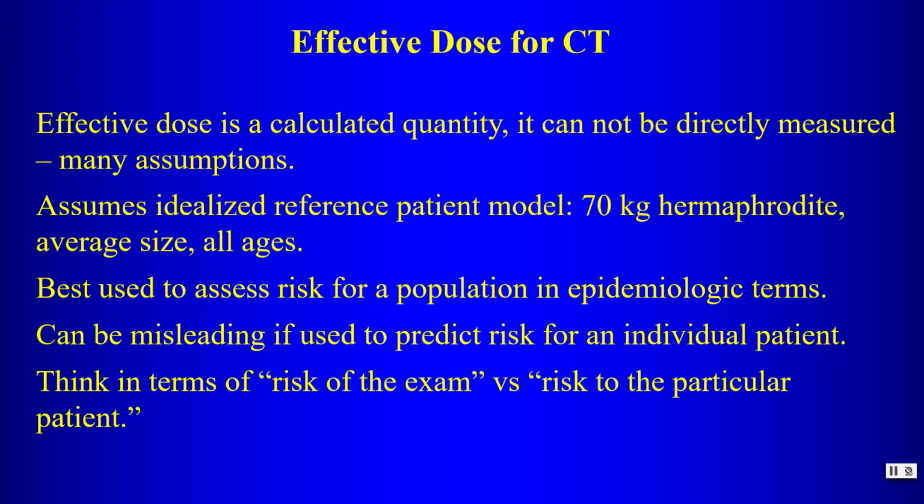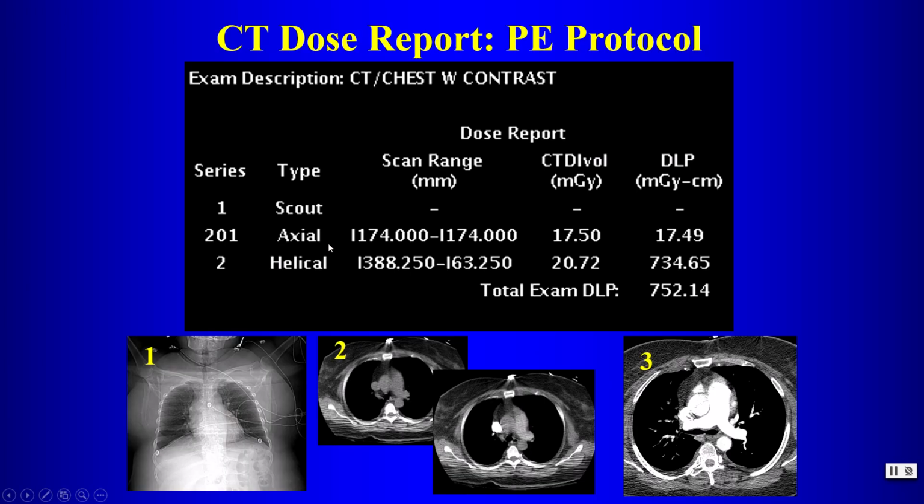So calculating the effective dose for an individual patient is very difficult, and that actually requires the input of a physicist. So when we discuss these effective doses for CT, we want to think in terms of risk of the exam versus the risk to the particular patient. So what we're really doing is evaluating changes in parameters of protocols and estimating this effective dose, and we would use that to see how these changes in the protocols would affect the radiation doses in general that are delivered to our patient population.